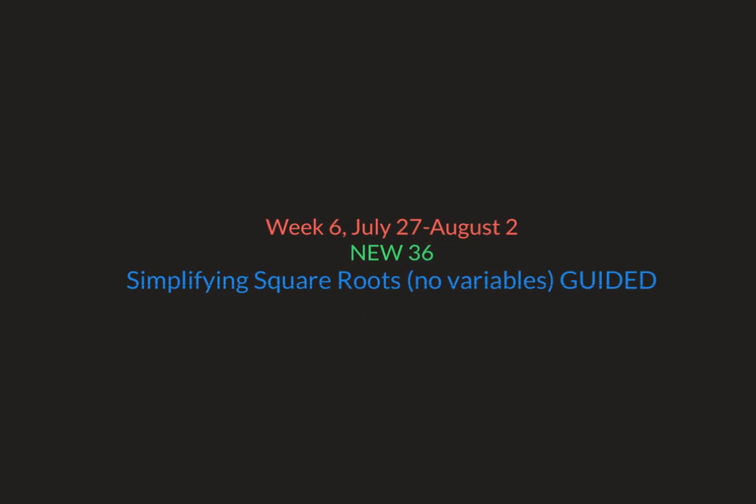All right, welcome to week 6, new 36, simplifying square roots with no variables. Let's get started. So there's multiple ways to do this. I'm going to show you the way that involves using that diagonal from your multiplication sheet.